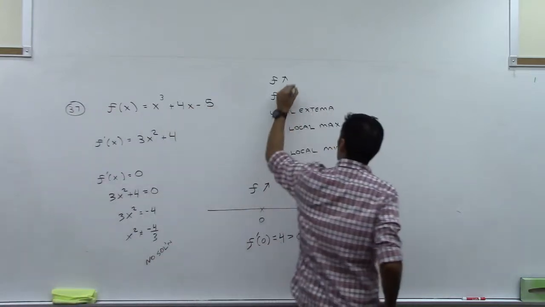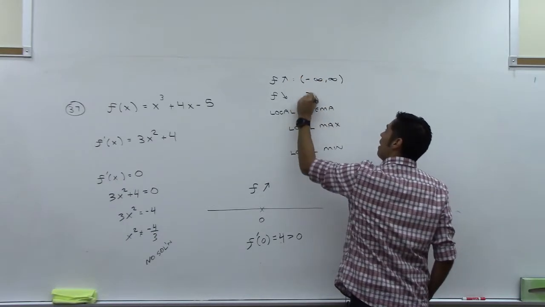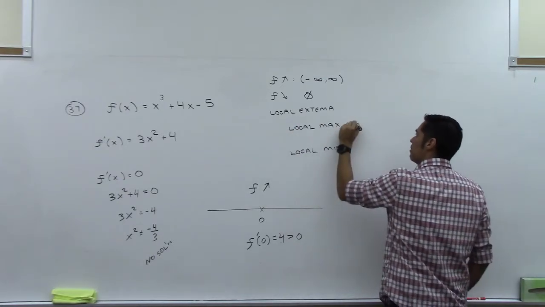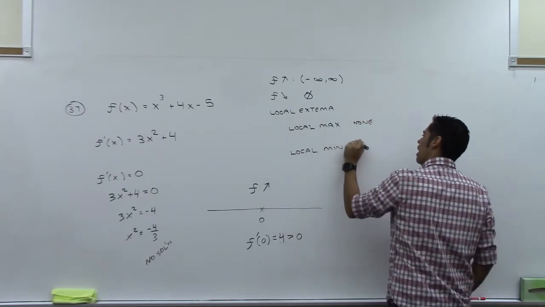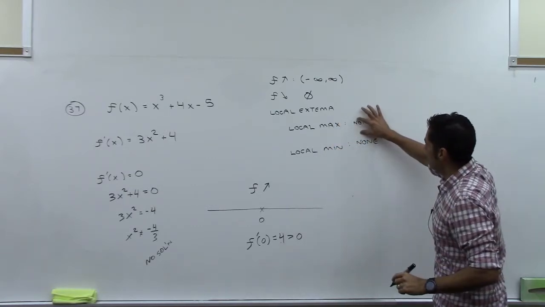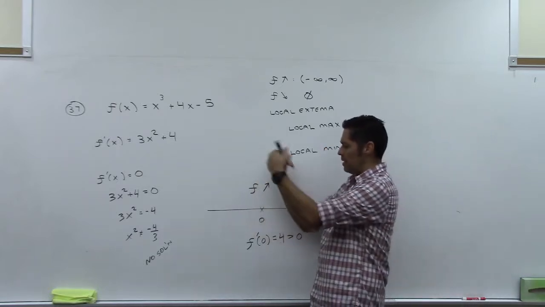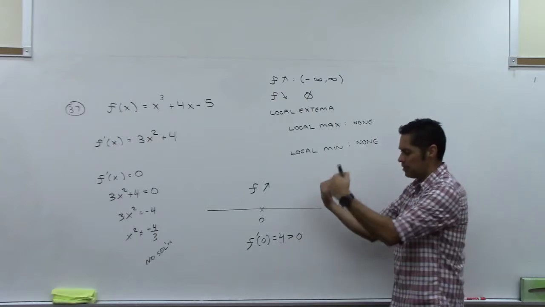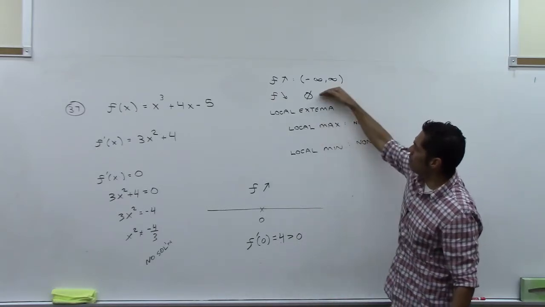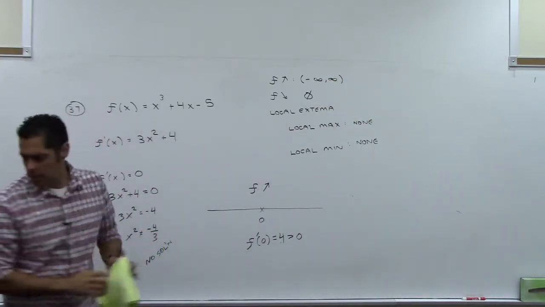So I'm ready to answer the question. The function is going up all the time. It's never going down, empty set. And that means I do not have any local maximums, and I don't have any local minimums, none. No local max, no local min, because in order to have a local max, we have to go up then down. In order to have a local minimum, we have to go down then up. So we don't have that happening. So no local extrema, never goes down, goes up all the time. All right, that's our first question.